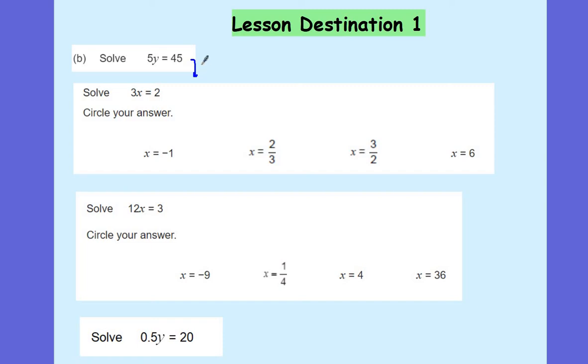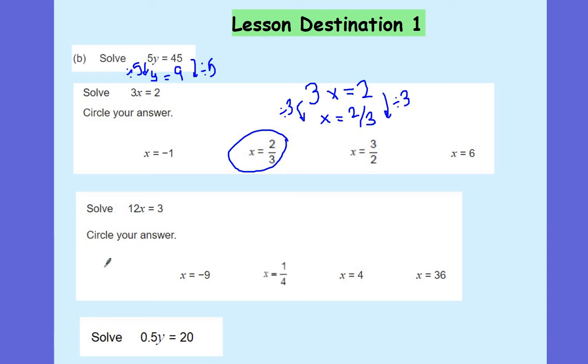If 5y equals 45, I need to divide both sides by 5 to get a y on its own. So y is equal to 9. The second one says solve 3x equals 2. I'm going to divide both sides of my equation by 3 in exactly the same way. The method never changed. Which gives me x is equal to what, Elliot? 2/3, thank you very much. There it is, circle my answer.